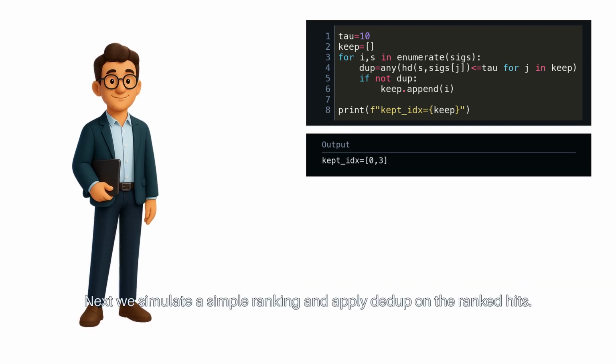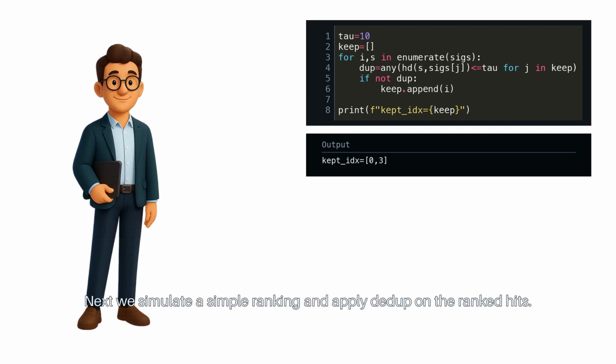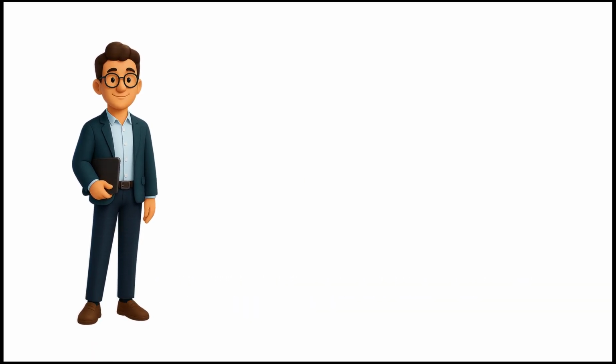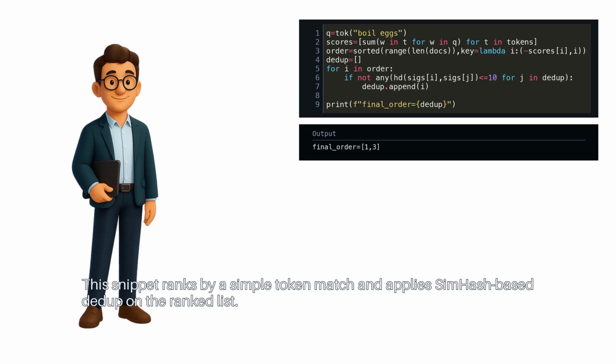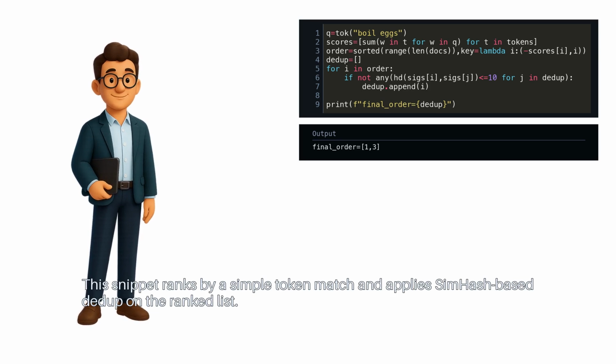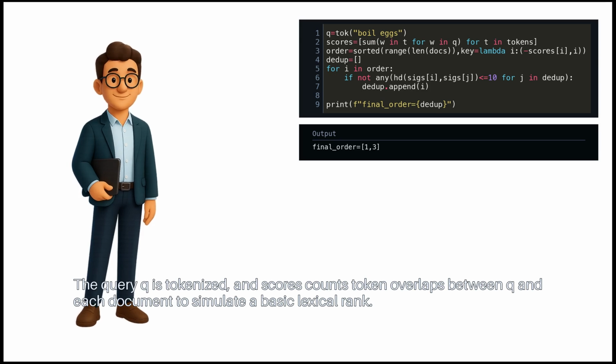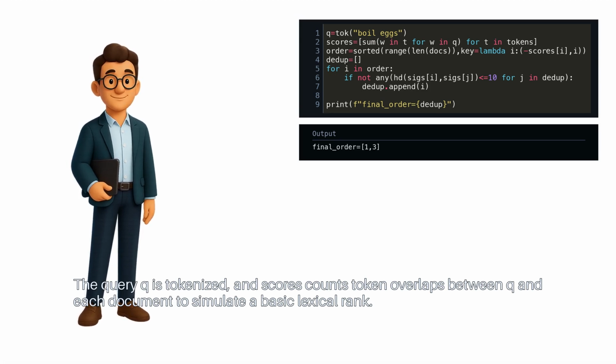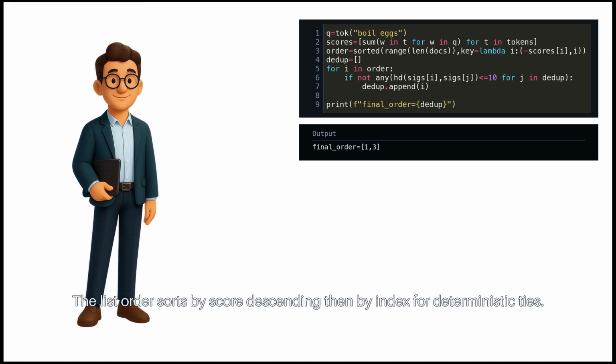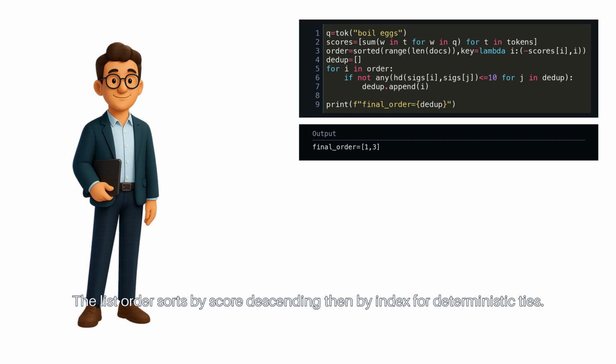Next, we simulate a simple ranking and apply dedup on the ranked hits. This snippet ranks by a simple token match and applies SimHash-based dedup on the ranked list. The query Q is tokenized and scores counts token overlaps between Q and each document to simulate a basic lexical rank. The list order sorts by score descending, then by index for deterministic ties.